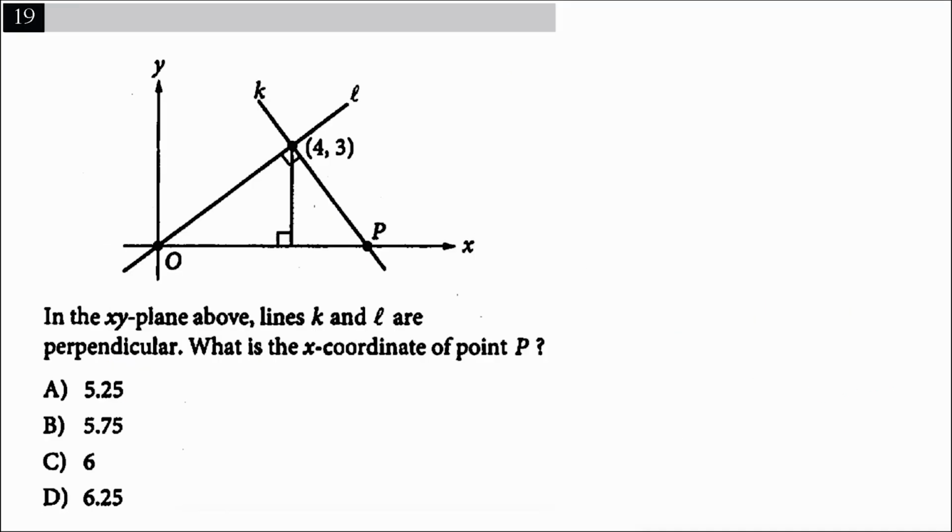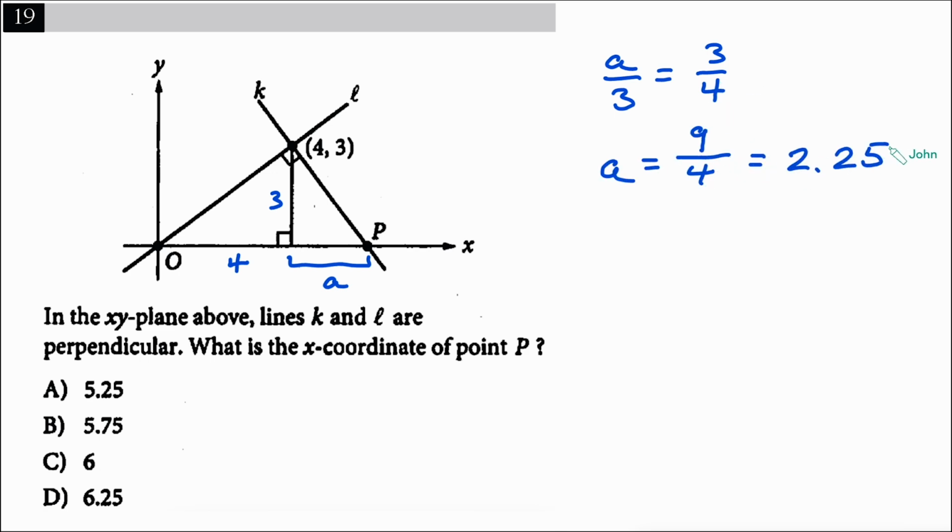In the xy plane above, lines K and L are perpendicular. What is the x-coordinate of point P? I've already shown in the lecture and the previous problem that this configuration produces three similar triangles. So let's get straight to solving for side lengths. The long leg of this triangle on the left is 4, the short leg is 3, and let's call this distance A. We then have that A over 3 is equal to 3/4, so A is 2.25, and that makes the x-coordinate of P 6.25.